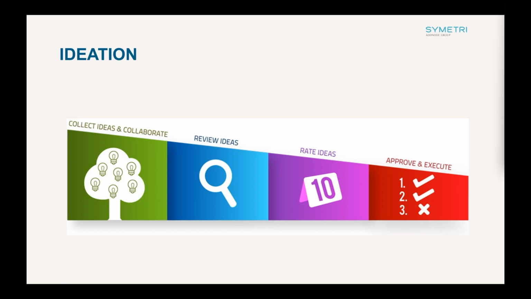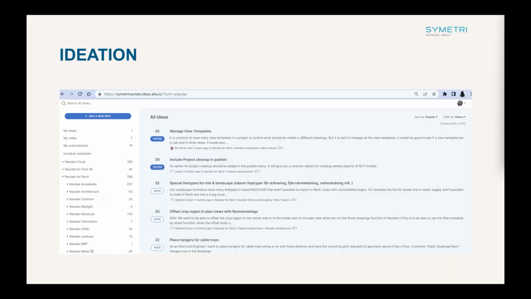And then we approve things, document things, create use cases, and put it into development. So the ideation portal looks like this. It's free for everybody to go in there. You don't even have to log in. Then again, it's connected to the My Symetri or the Symetri ID you're currently using on Naviate.